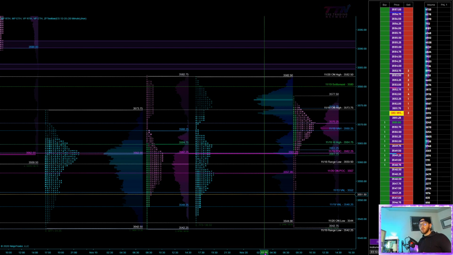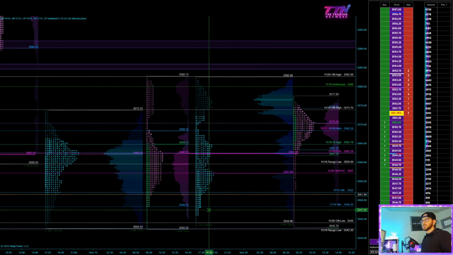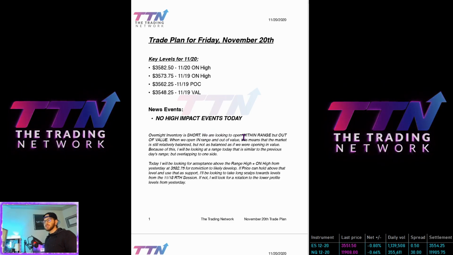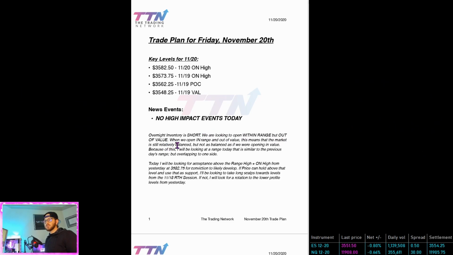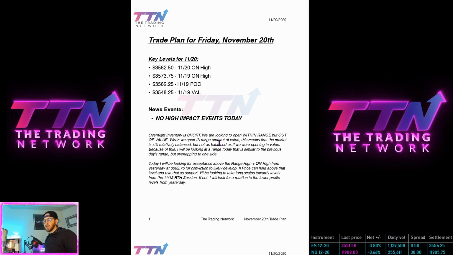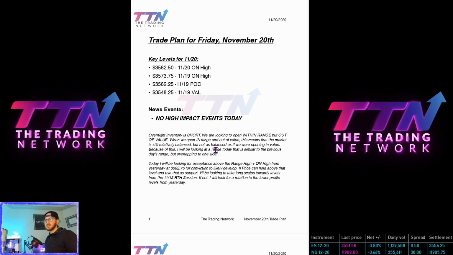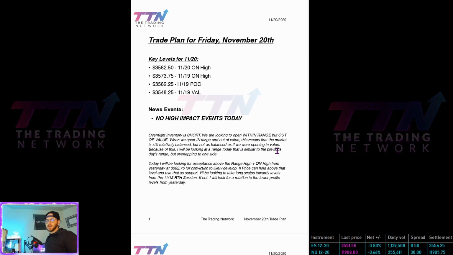With that said, we need to determine how price opens based on the profile to determine the higher probability play and whether or not we are likely to get directional conviction or trending price action. Going back to the trade plan here, you can see that we are looking to open within range but out of value. When we open in range and out of value, this means that the market is still relatively balanced, but not as balanced as if we were opening in value.